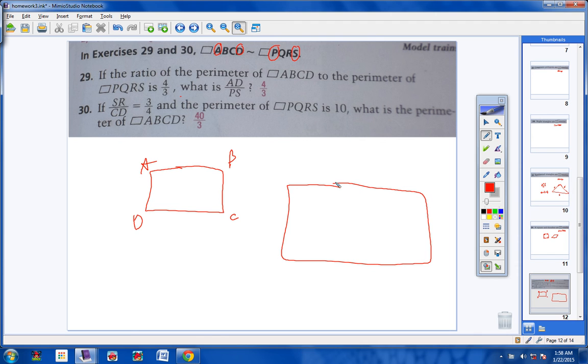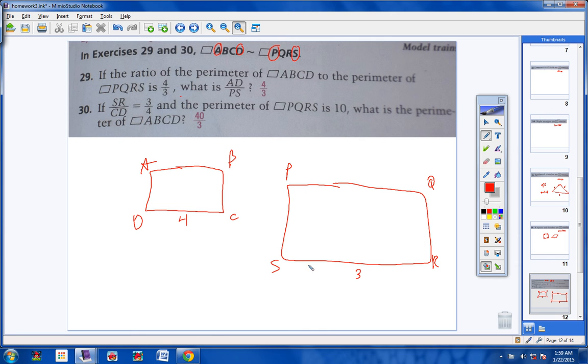And I'm not worried about drawing these to scale. P, Q, R, S. Now look, SR, we're going to call that 3. CD is 4, okay? So here we go. The ratio of SR to CD is 3 to 4. Got it?